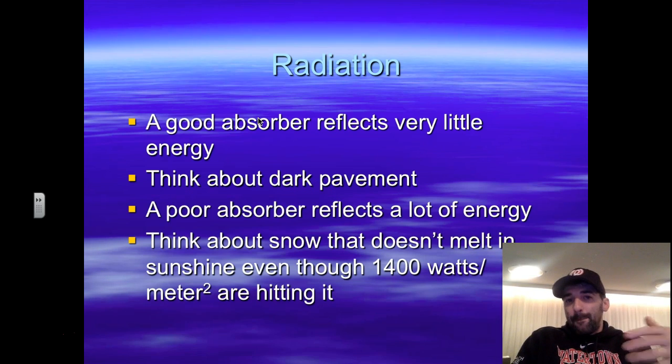Things that are bad absorbers of radiation are good reflectors. So if you think about it, dark pavement absorbs a lot of radiation and gets really hot. Snow, on the other hand, is white. It reflects a lot of radiation, which is why, even when it's warm outside after a sunny day, the snow is slow to melt, because it reflects all of that radiation.